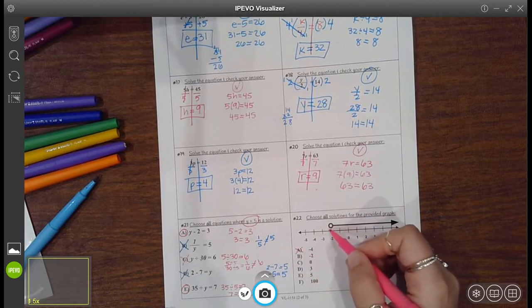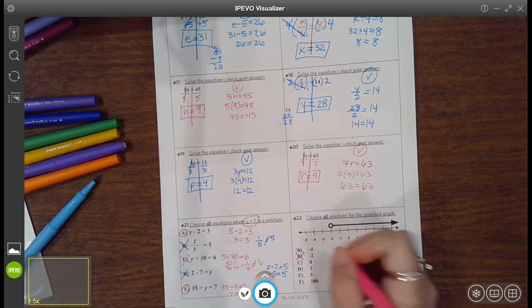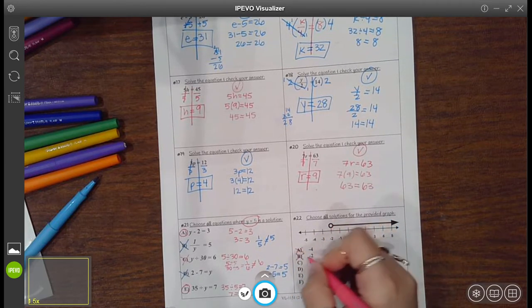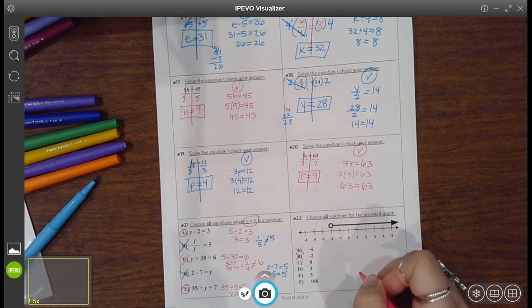Well, if it was shaded in, yes, it would include the point negative 2. But because it's left open, it's only the values greater than negative 2, not including it. So again, because it's open, it's not including negative 2. But if it was shaded in, it would have included negative 2.